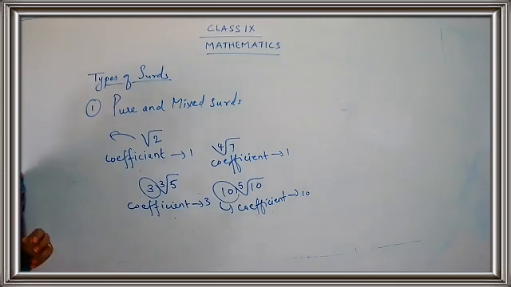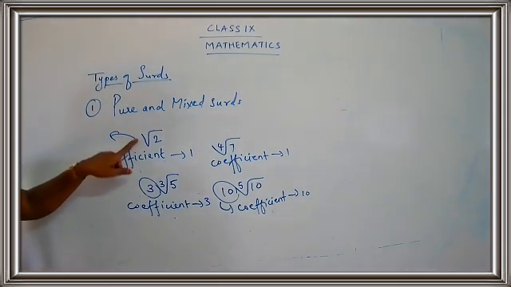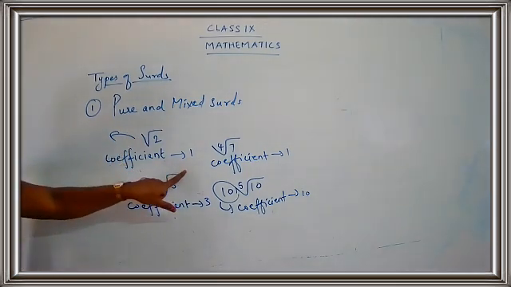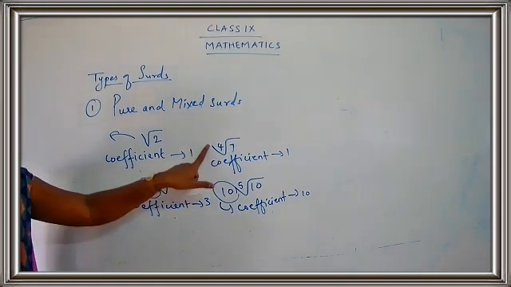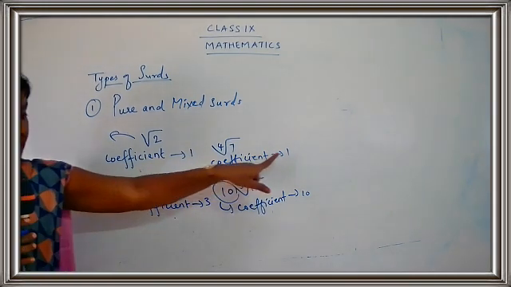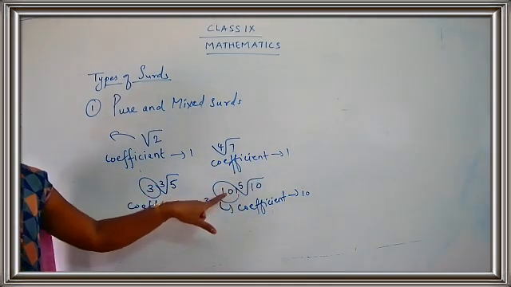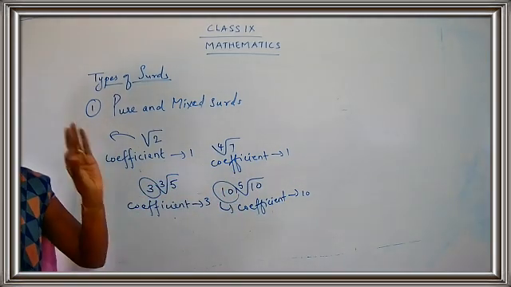Are you clear to identify the coefficient? So here no number was present, so we considered the coefficient as 1. Here before the surd you have 3. Here before the surd you don't have any coefficient, so it is taken as 1. Here before the surd you have a number 10, which is the coefficient.